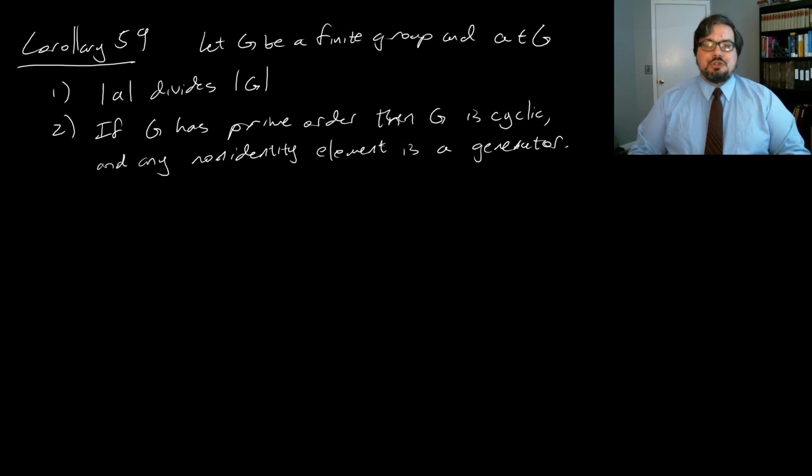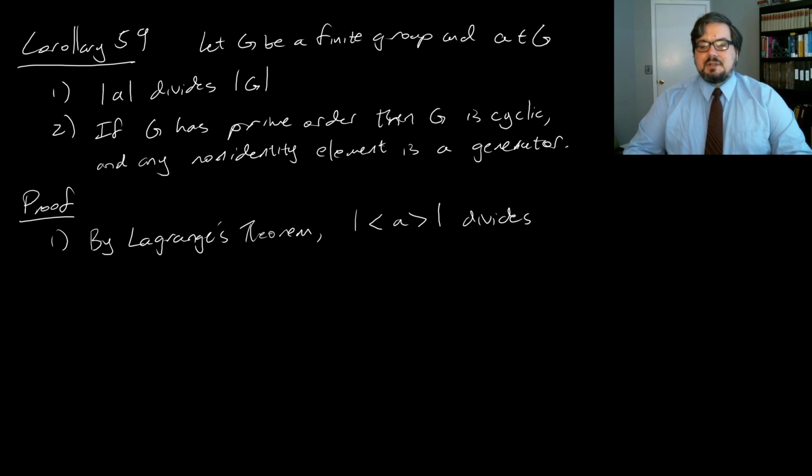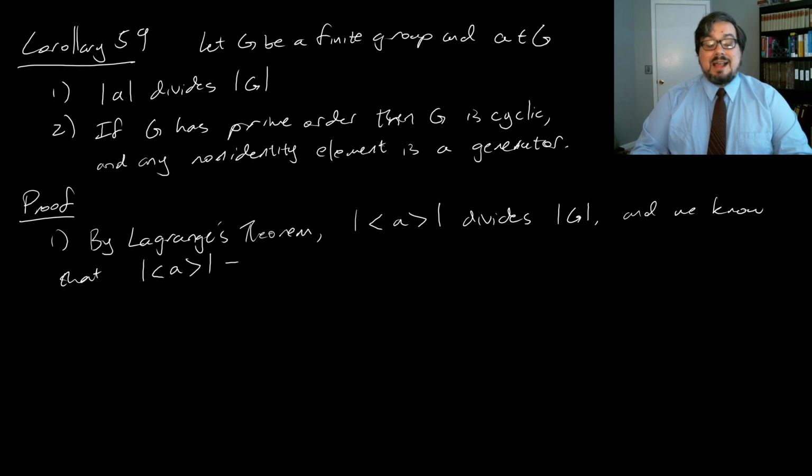So Corollary 59 Part 2 is our first step in our big goal this semester, which is to classify all finite abelian groups. Corollary 59 tells us that if a group has prime order, then we know what it is. It has to be a cyclic group. And so this is the first step that is going to start moving us towards that classification of all finite abelian groups. All right, let's see the proof of this. Part 1 is pretty simple. We have by Lagrange's theorem, the order of the subgroup generated by A divides the order of G. And we also know that the order of the subgroup generated by A is the same as the order of A.